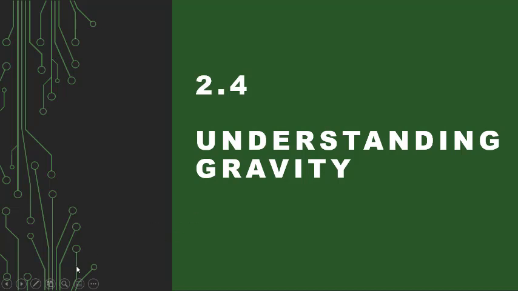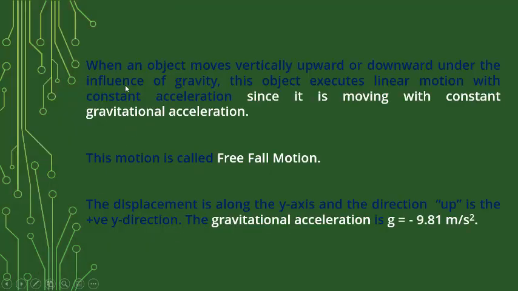Now we come to the final part of chapter 2, kinematics, where we will discuss motion under the influence of gravity. When an object moves vertically upward or downward under the influence of gravity, this object executes linear motion with constant acceleration, since it is moving with constant gravitational acceleration. This motion is called free fall motion. The displacement is along the y-axis and the direction up is the positive y direction. The gravitational acceleration is g equal to negative 9.81 meter per second square.